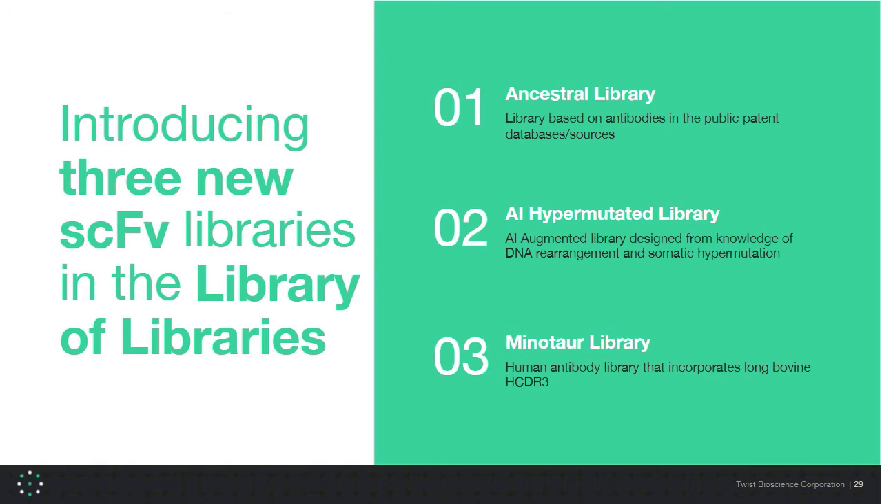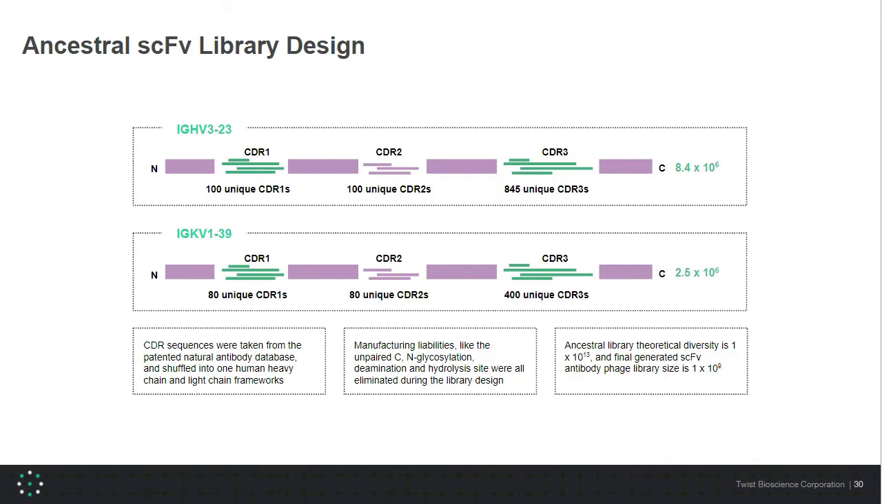Okay, so now for that first library, our Ancestral library. Again, this was a library that we did in collaboration with a company called Natural Antibody. And here we're using VH3-23, VK1-39 fully human germline scaffolds, and then we basically create oligo pools that constitute diversity in all 6 different CDR loops within the antibody.